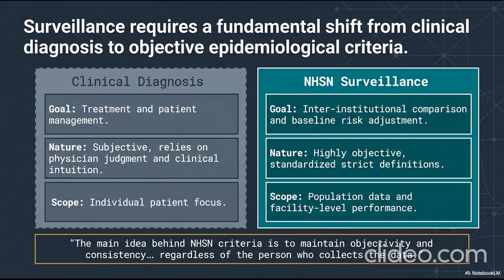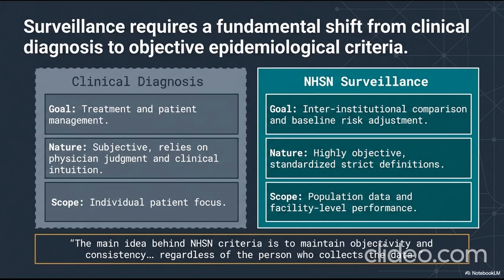Clinical diagnosis versus surveillance. Surveillance requires a fundamental shift in mindset. While clinical diagnosis is subjective and patient-focused for treatment, NHSN surveillance is highly objective. We use strict definitions to ensure interinstitutional comparisons and consistent baseline risk adjustment, regardless of who is collecting the data.